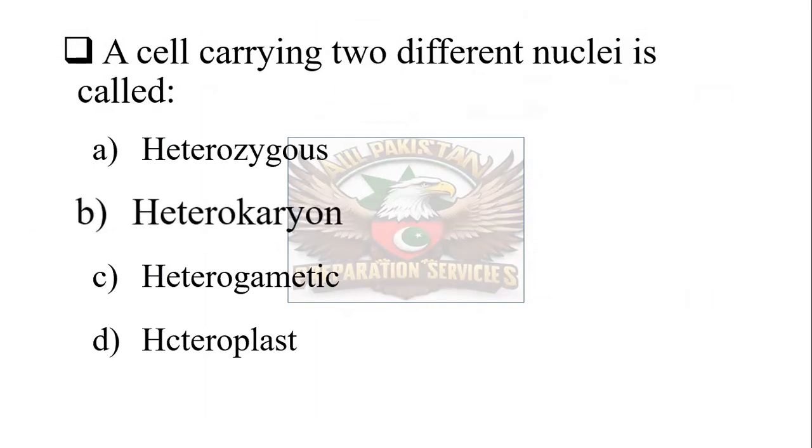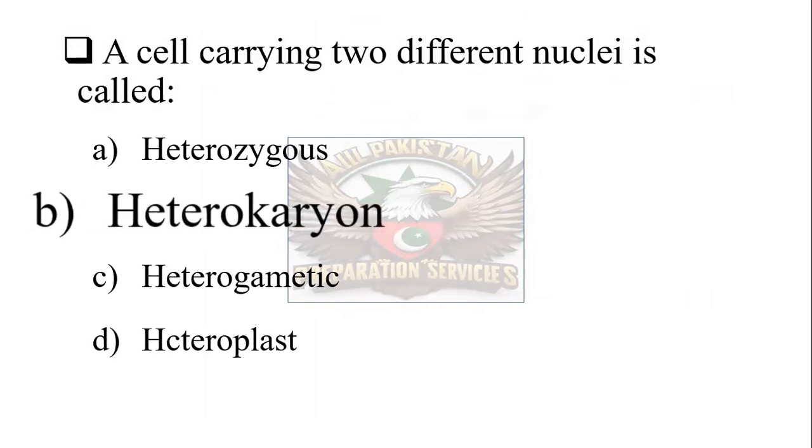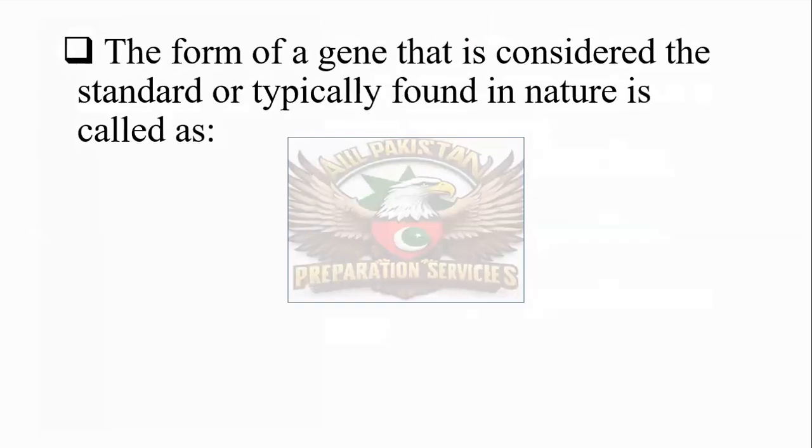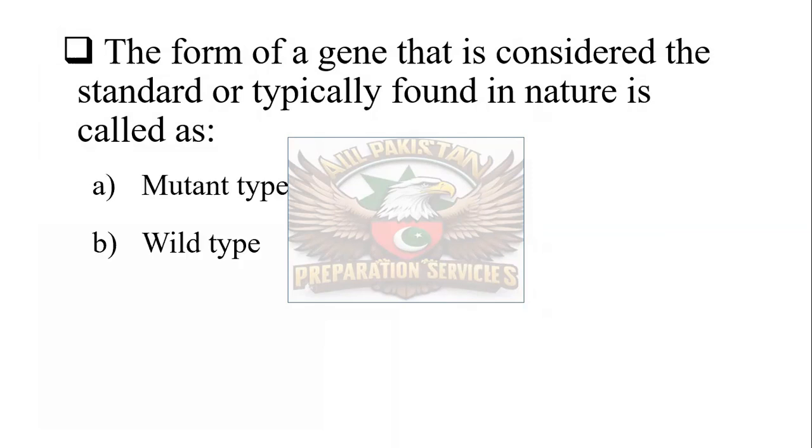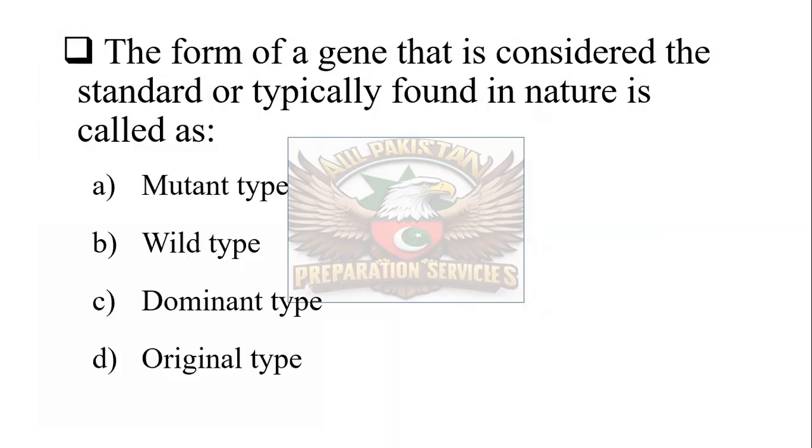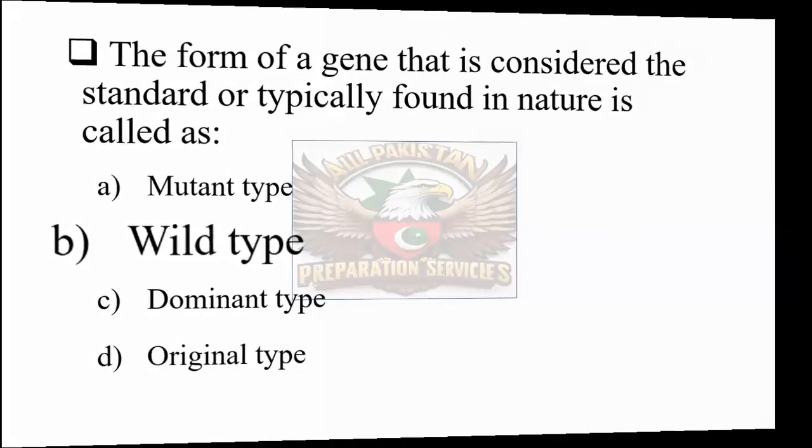And the correct one is a heterokaryon. Heterokaryon, a cell carrying two different nuclei, is called heterokaryon. Next question: the form of a gene that is considered the standard or typically found in nature is called as mutant type, wild type, dominant type, or original type. And the correct one is wild type. A form of gene that is considered the standard or typically found in nature is called as wild type.